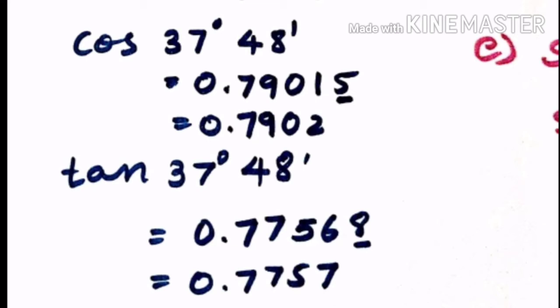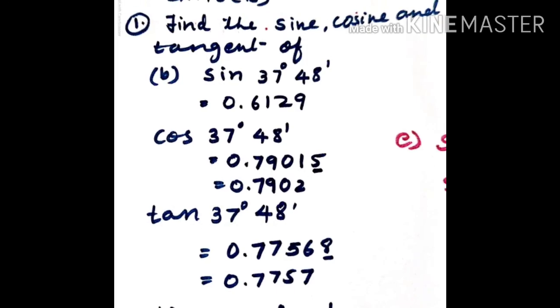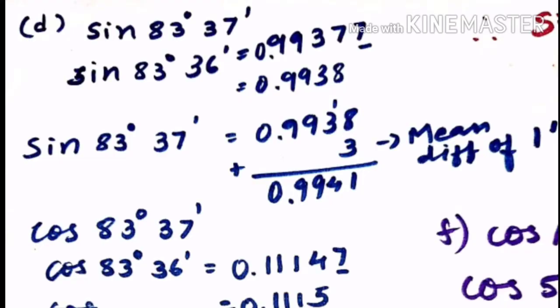So students, in the first question, B number I have taken, and I have shown you how to find sine, cos and tan of the given angle. Similarly you have to find all three T ratios and write the values approximately up to 4 places by rounding off, as I have explained. One more question I am explaining here, that is question number D.